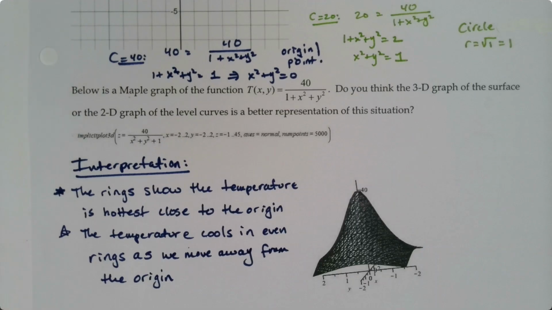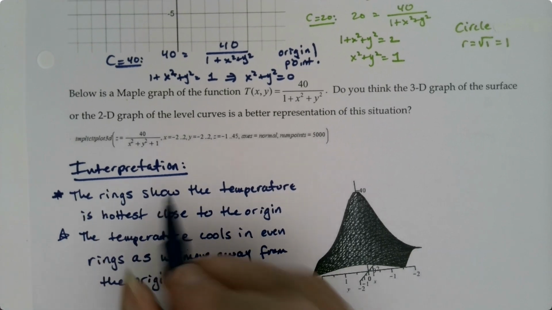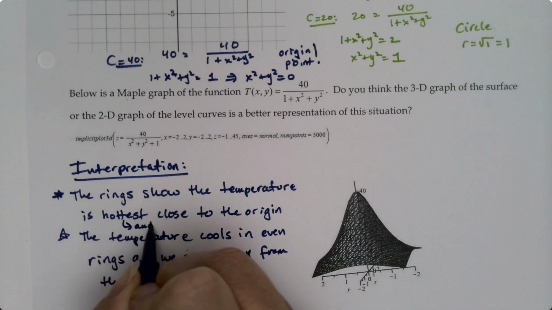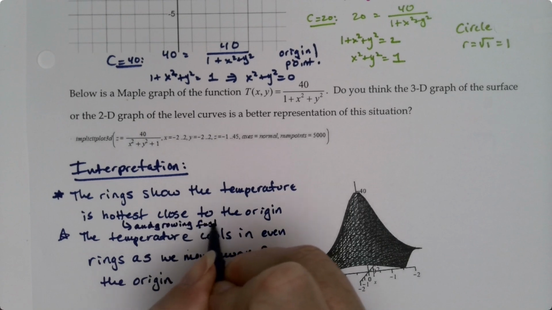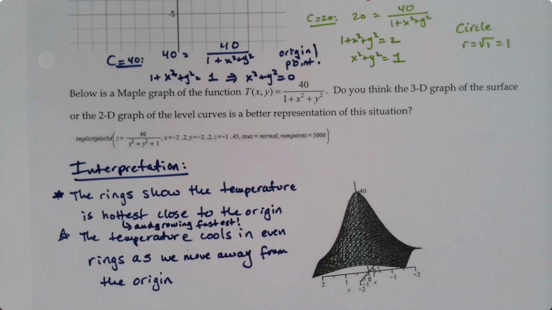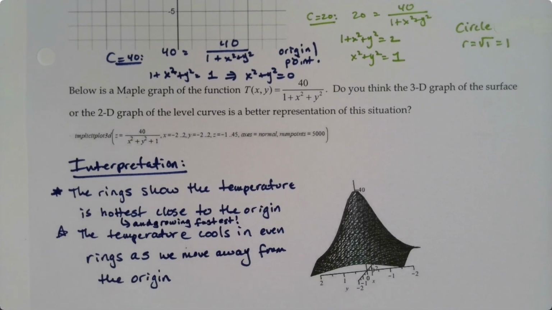So I just wrote that up a little bit. It's hottest closest to the origin, right? It's hottest and growing fastest. I should add hottest and growing fastest because the rings are closer together. And then it's cooling in even rings as we move out.